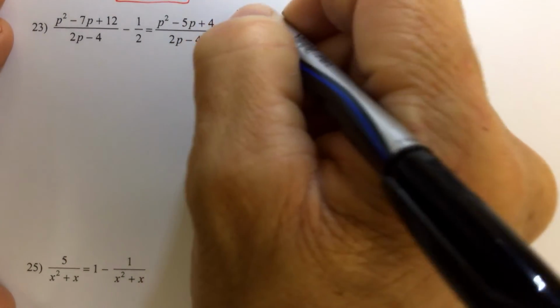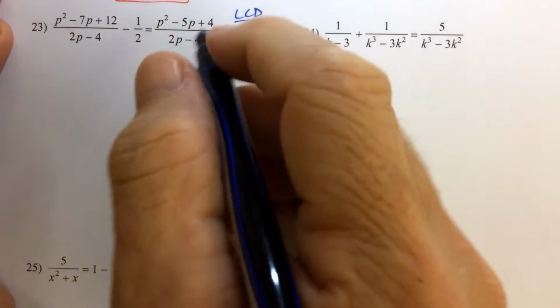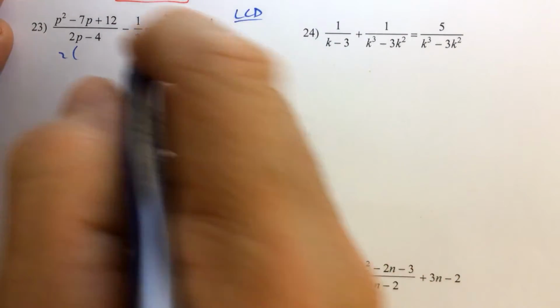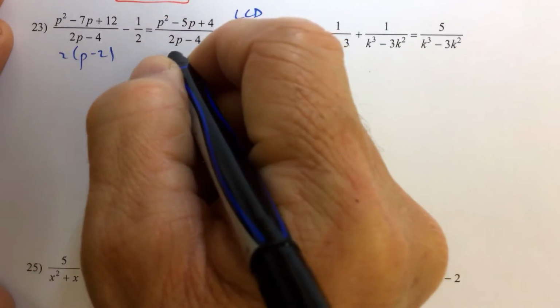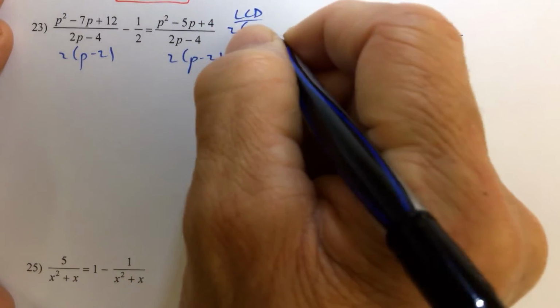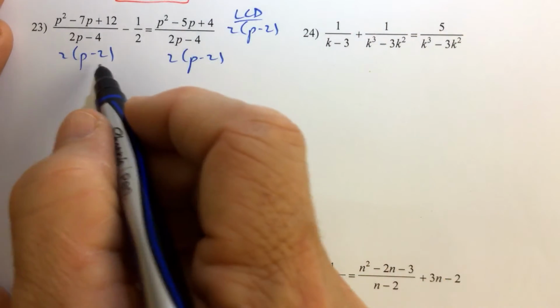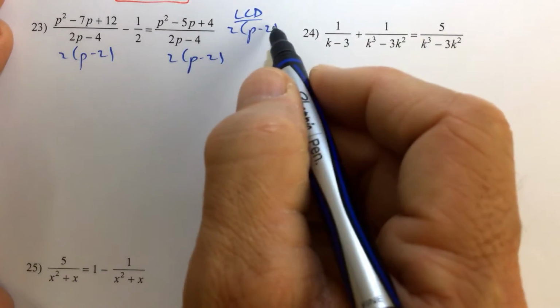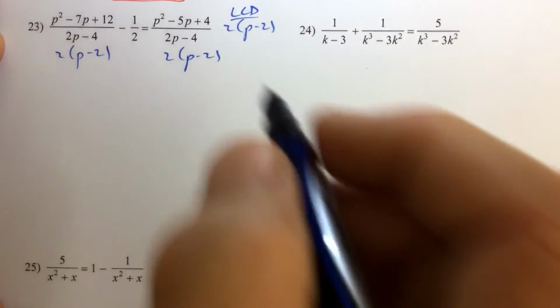Number 23, down to the last four here. When we see here we have denominators that are not factored, so we're going to go ahead and factor all the denominators, so we can list our LCD. Our LCD is 2 times p minus 2. Each one of the denominators goes evenly into that, so we're going to multiply both sides by that.